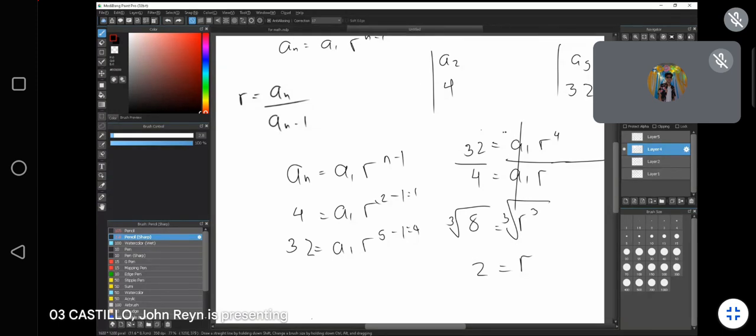Okay, so continue again. We're gonna put the higher term here at the top for the numerator. We're gonna divide it now. So 32 over 4, which would be 8. A sub 1 divided by a sub 1 would cancel. Then r raised to 4 divided by r would be r cubed. Remember that there's always a 1 here. Even though you can't see it, there's always an exponent of 1 there. So 4 minus 1 would be 3.